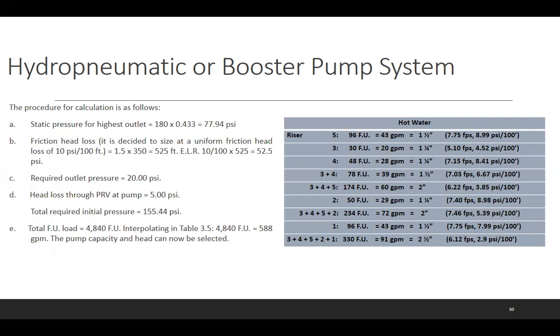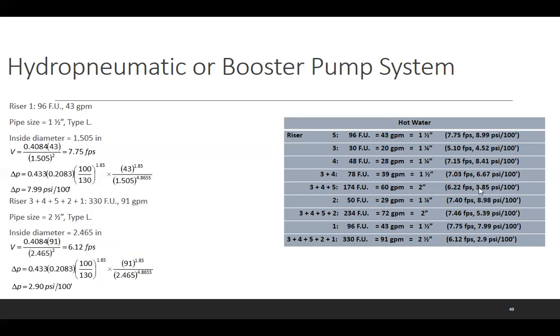So friction loss, it is decided to size at uniform friction loss of 10 PSI per 100 feet. So i-assume mo yung uniform friction rate mo na 10. 1.5 times 350, so ito na yung kasama yung fittings pala. So 50% kasama, masasama mo yung fittings. That is 525 feet. So equivalent length of pipe is 10 over 100 times 525, equal to 52.5 psi. Kung 10 PSI per 100 feet ang ginamit mo, pero actually lahat ito below, sayang naman nung binaba niyan.